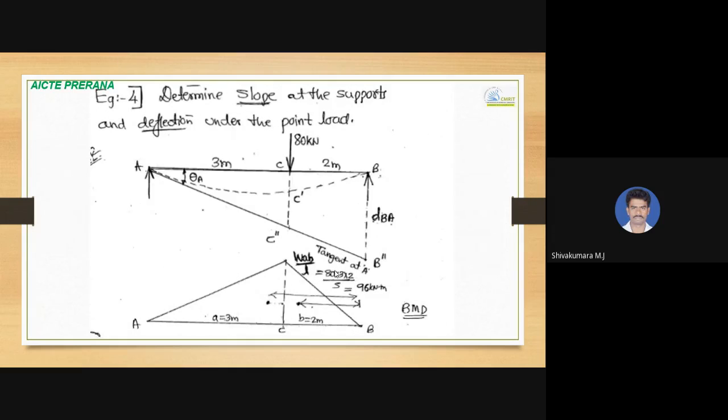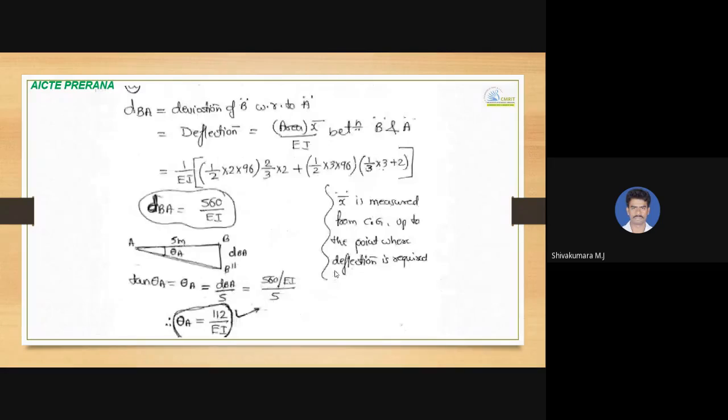And an example where the point load is not acting exactly at the center. So theta A will have a different value and theta B will have a different value. For finding deflection, the moment of area between B and A is taken.